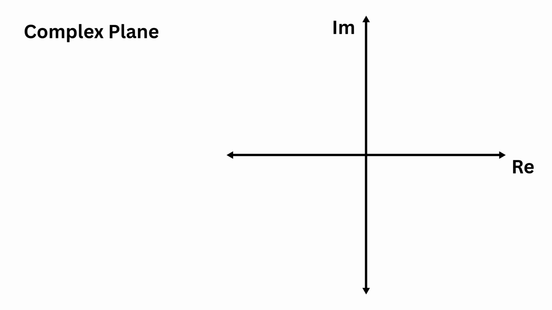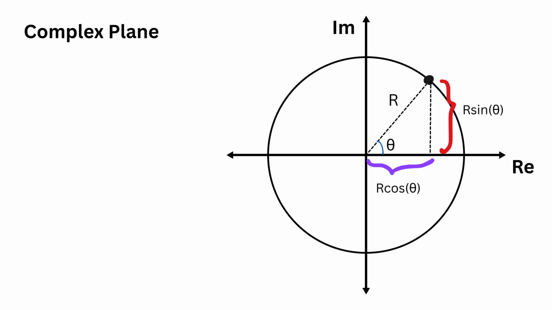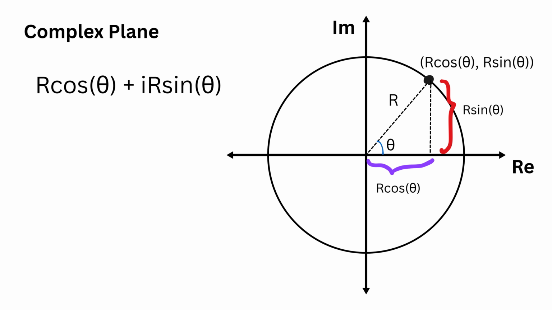Now, in this complex plane, imagine drawing a circle centered at the origin with radius r. Any point on this circle can be described using the angle theta it makes with the positive real axis. Using basic trigonometry, we can show that the horizontal distance from the origin is given by r cos theta, and the vertical distance is given by r sin theta. So, this point can be written as r cos theta + i r sin theta, right?